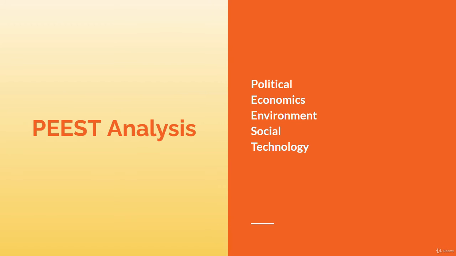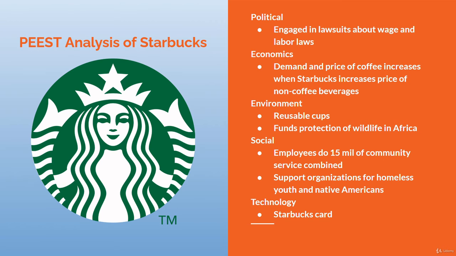So again, let's do a sample run through of a PEST analysis to demonstrate how to do one. And we will continue doing it on the same company, Starbucks. For the P in PEST analysis, political, Starbucks is engaged in multiple lawsuits on the topics of wages and labor. For economics, the demand and price of coffee increases when Starbucks increases the price of non-coffee beverages such as tea and water.